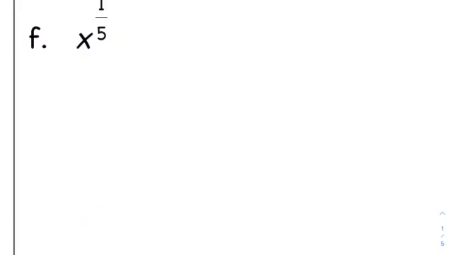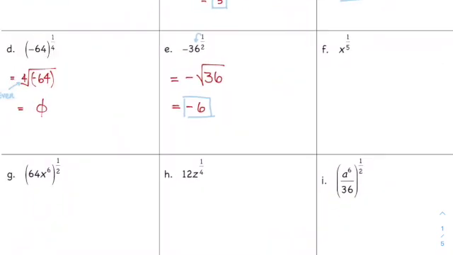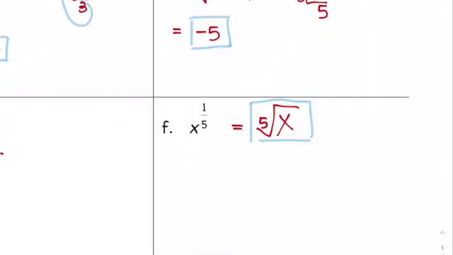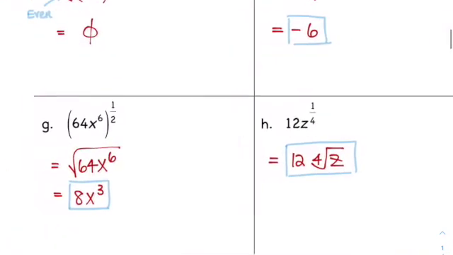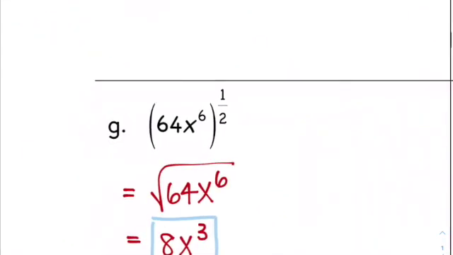Example F is very basic. You just have to write it in the radical form. So please try it. Try F and all the way through I. Letter F, the denominator is 5, so your index number is 5. Notice it is within the check mark. And then that's the X. G, you have a negative half. Don't forget, remember I say it's attached to whatever is next to it.